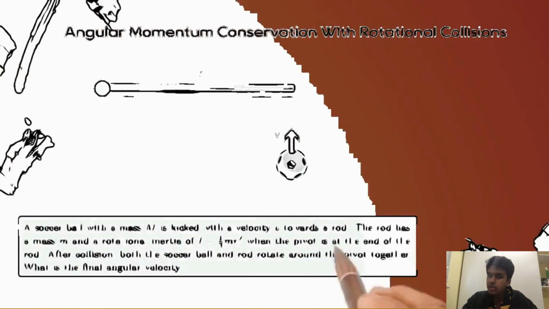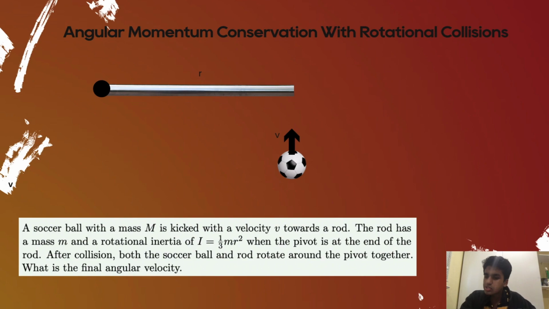Now I'm going to be showing you another example using a rotational collision. So basically, there's a soccer ball with a mass m and it's kicked with a velocity v towards a rod. And the rod has a mass capital M and a rotational inertia of 1/3 MR squared when the pivot is at the end of the rod. And after the collision, both the soccer ball and the rod rotate around the pivot together. What is the final angular velocity? So please pause the video and try the problem.